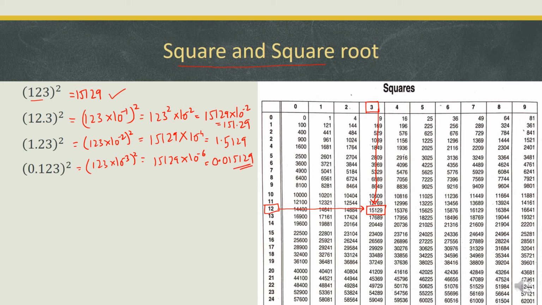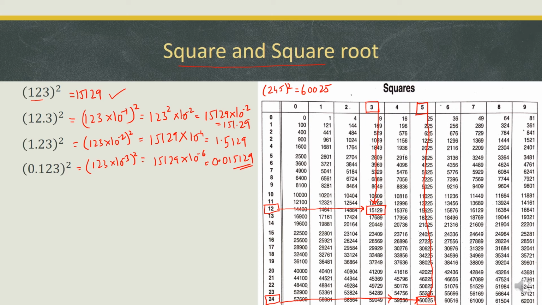We can take one more example. Let us say we want to find the square of 245. In that case we will look for 24 in the first column, which is the last entry over here, and 5 in the first row, and wherever they coincide we will take that value, and the answer is 60025. And if you have any decimal points, we can make adjustments as discussed with the problems with the number 123.